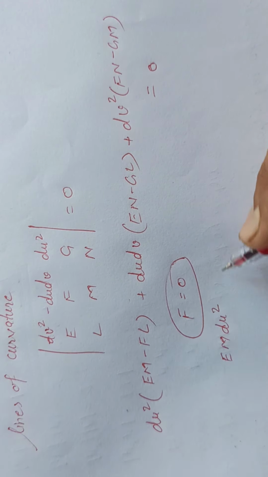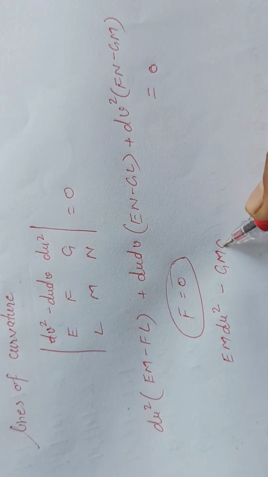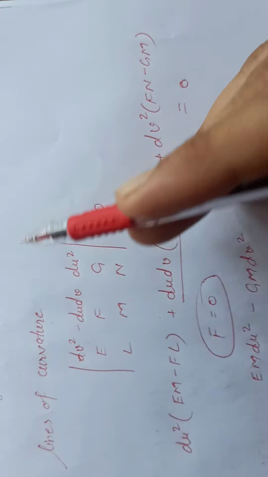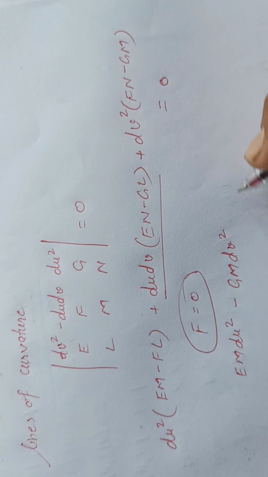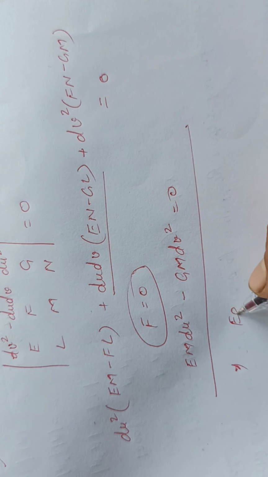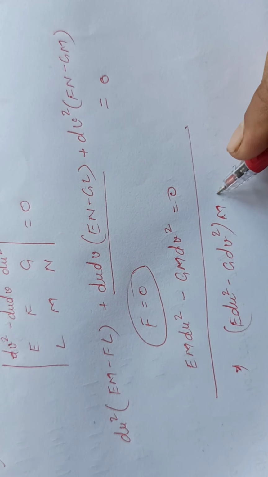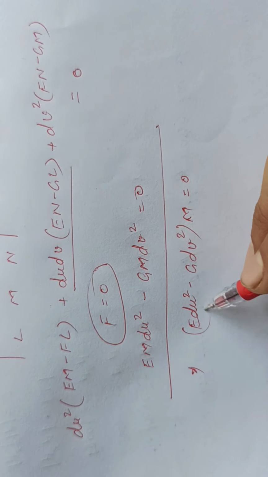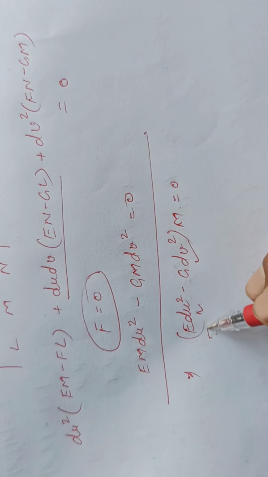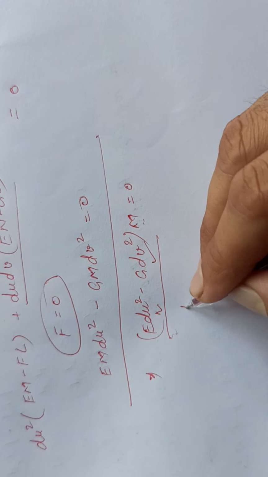EM du square minus GM dv square. Since du dv is equal to 0 and F is also 0, this can be written as (E du square minus G dv square) into M is equal to 0. Since du and dv are arbitrary changes that depend upon our choice, this is not necessarily 0 for all the points or for all the changes du dv. That means M must be 0.